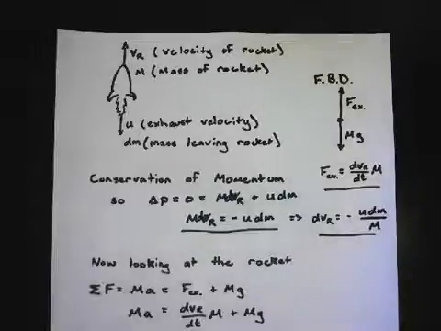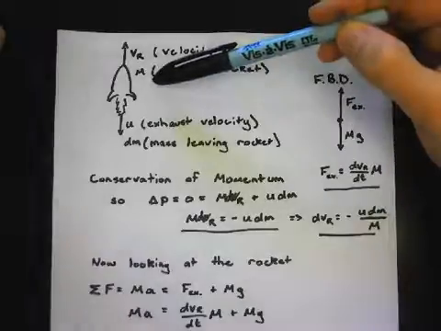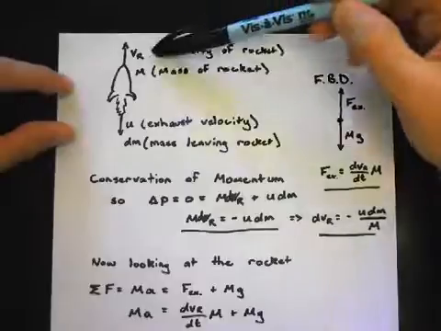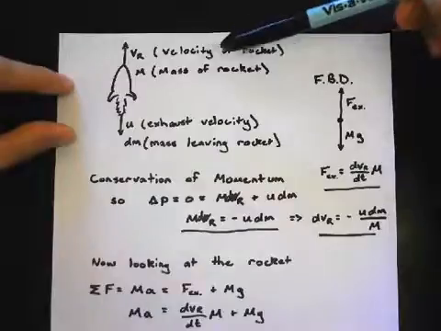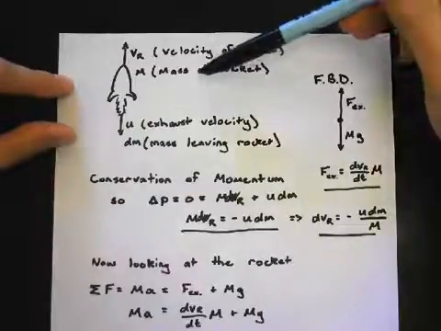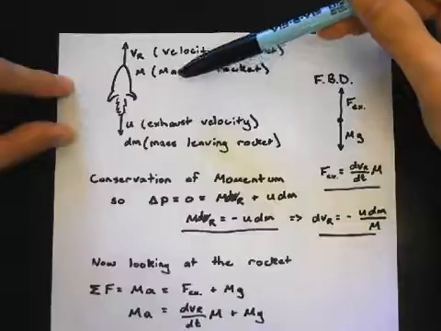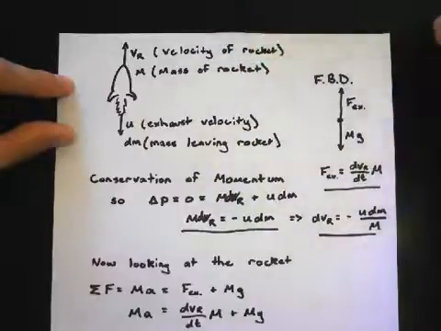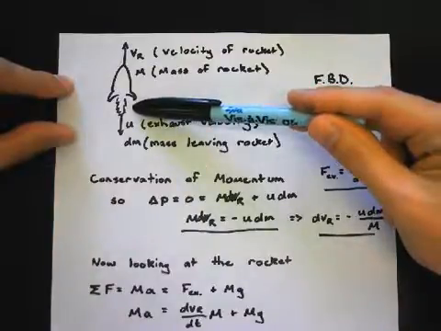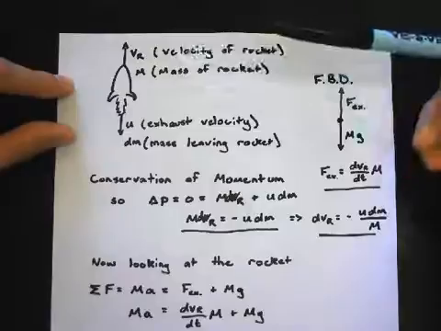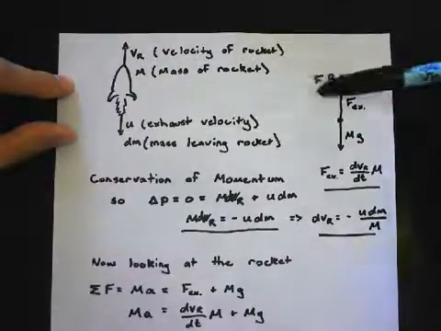Hello class. So I'm going to be going over the derivation of the rocket equation. I drew my rocket right up here, which shows the velocity of the rocket, V sub r, and the mass of the rocket m, which will be changing throughout the rocket's flight because of the exhaust pushing the rocket upward or forward.